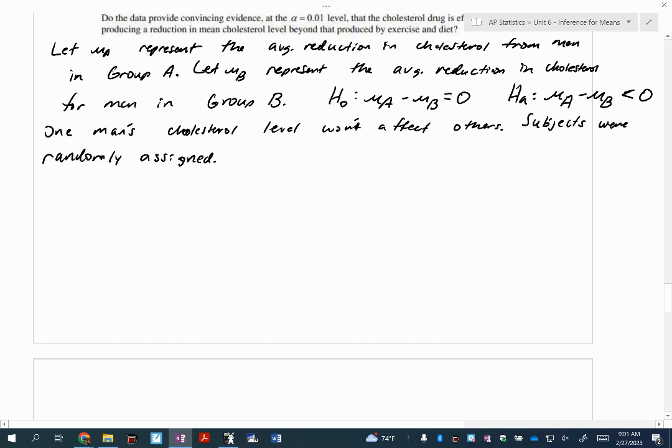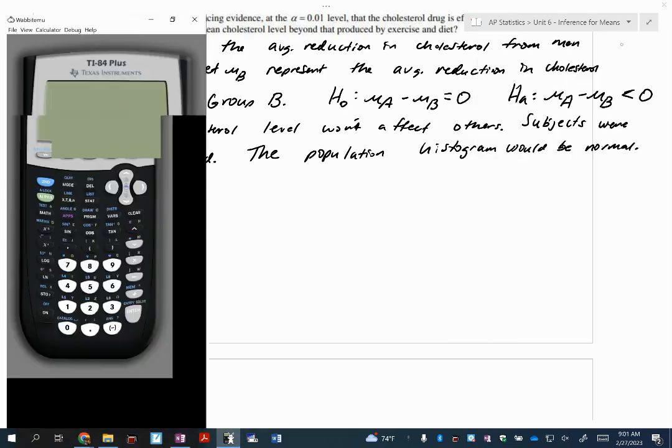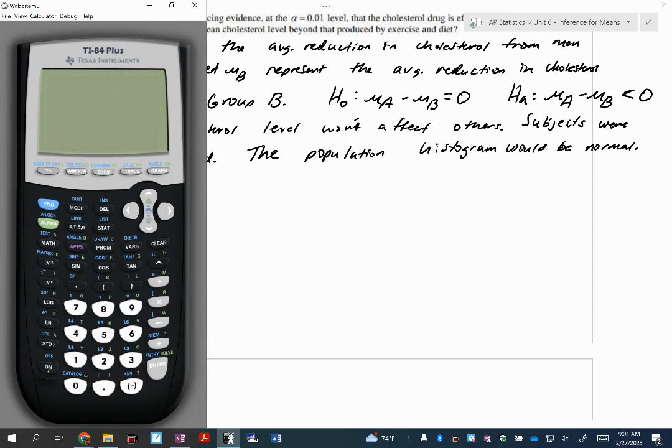All right, so let's move to the normal population assumption. We would assume that the population histogram would be normal. We don't know if that's true, so what we do is check the histograms for each of these groups. I have them in my list 4 and 5.